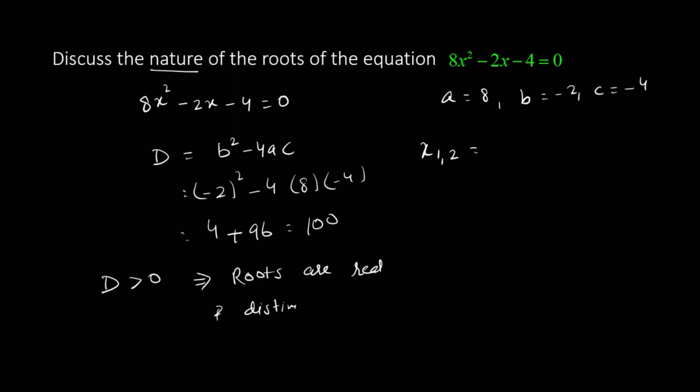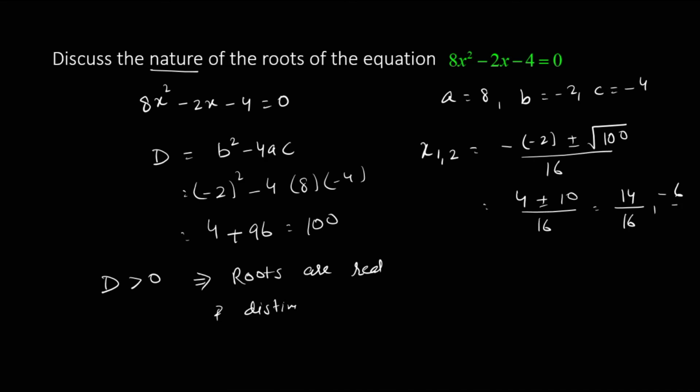So x1,2 is minus b, so minus minus 2, plus minus under root 100, divided by 2a, that is 16. So we have 2 plus minus 10 divided by 16. If we take plus sign, we have 14 over 16, the first root, and if we take minus sign, we have minus 6 over 16, the second root. So one root is negative and one root is positive.